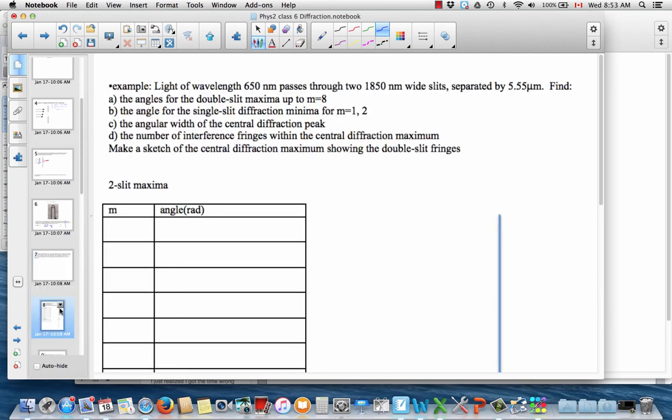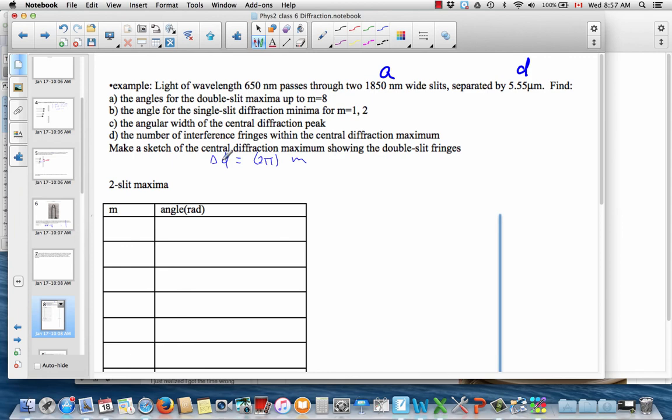Let's see. All right, so here we've got light passing through 2 slits, and the slits have this much width, so that's the variable a, and then they're separated by this much. That's the variable d. And then we want to find the angles for the 2 slit maxima, so that's last class, 2 slit interference, and the angle for the single slit, that's this class, diffraction minimum. We find where those first 2 angles are. Okay, so that's the starting point of our calculation.